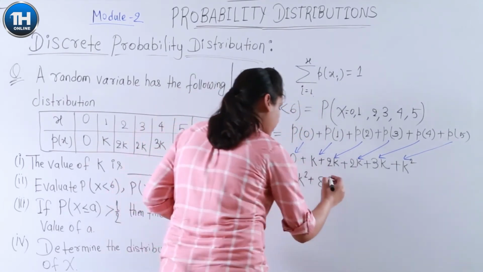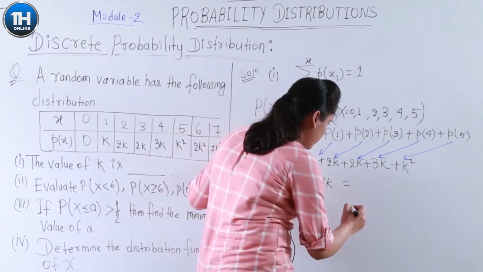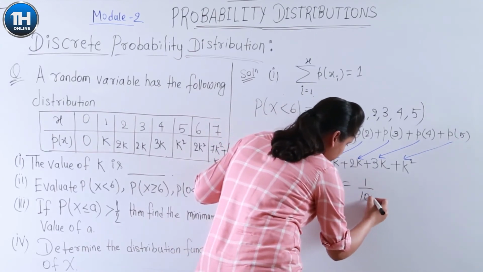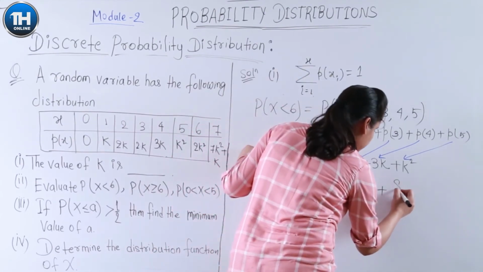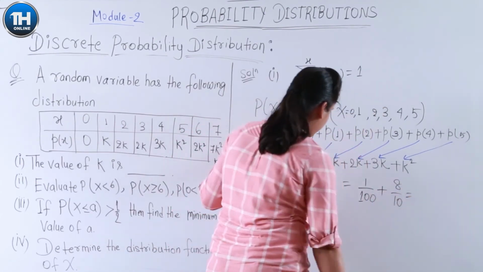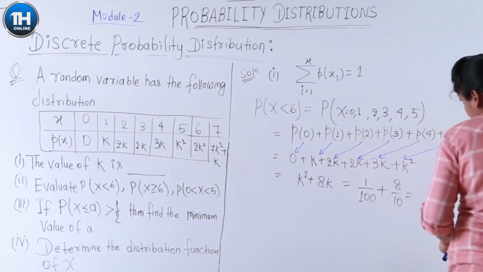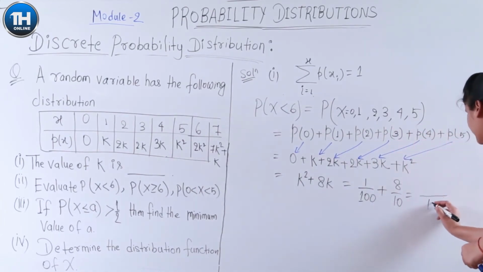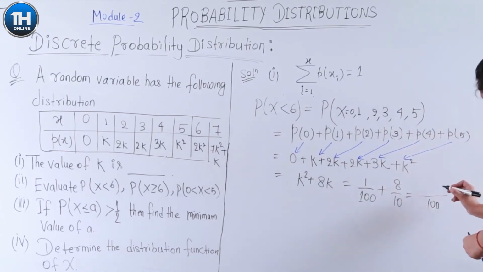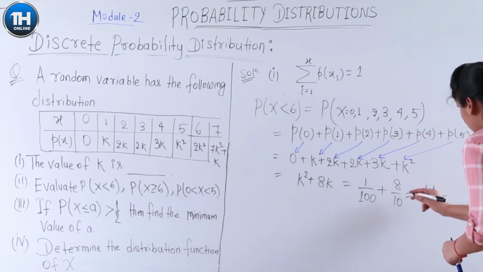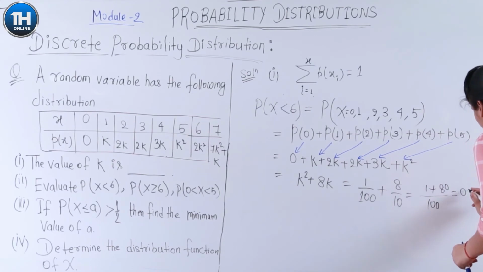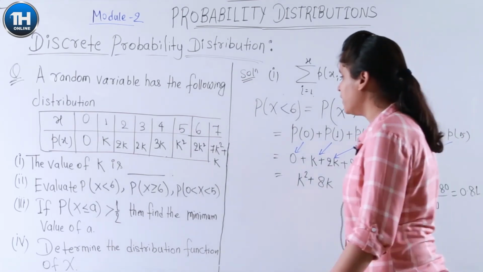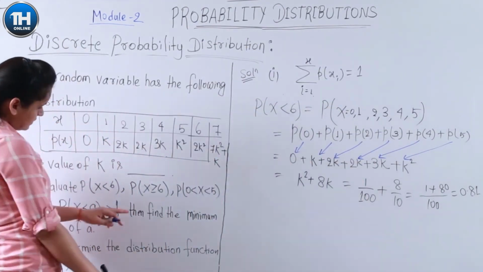Fine. Now we will put the value of k. k square will be 1 by 100, where k is 1 by 10, plus 8k will be 8 by 10. Let us add this. We can take 100 as common, so this will be 1 plus 80, which comes to be 0.81.